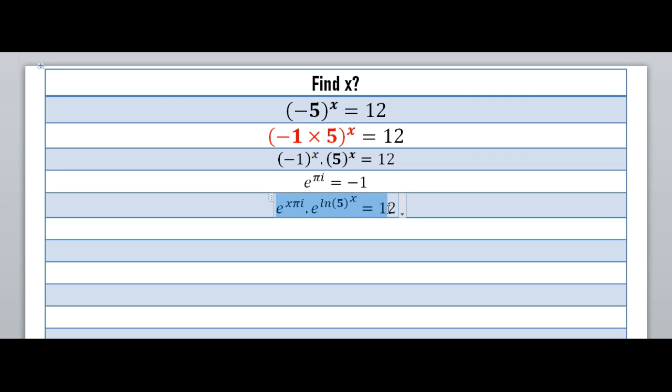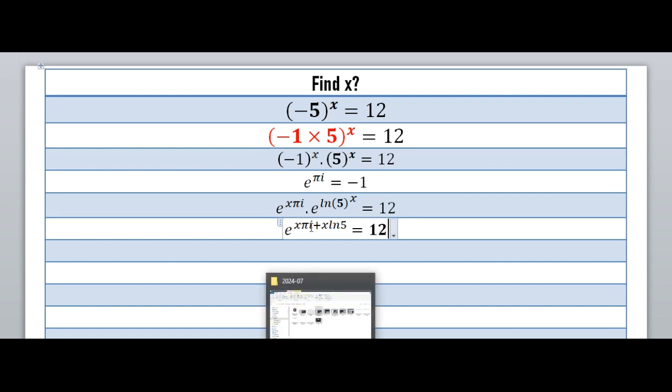Now here, when you use the laws of indices, we will have the same base with a multiplication sign. We'll have exponential raised to power x pi I, then plus ln of 5 raised to power x. Remember, ln of 5 raised to power x is the same as what? It's the same as x ln of 5 according to logarithms. x ln of 5 is equal to 12.